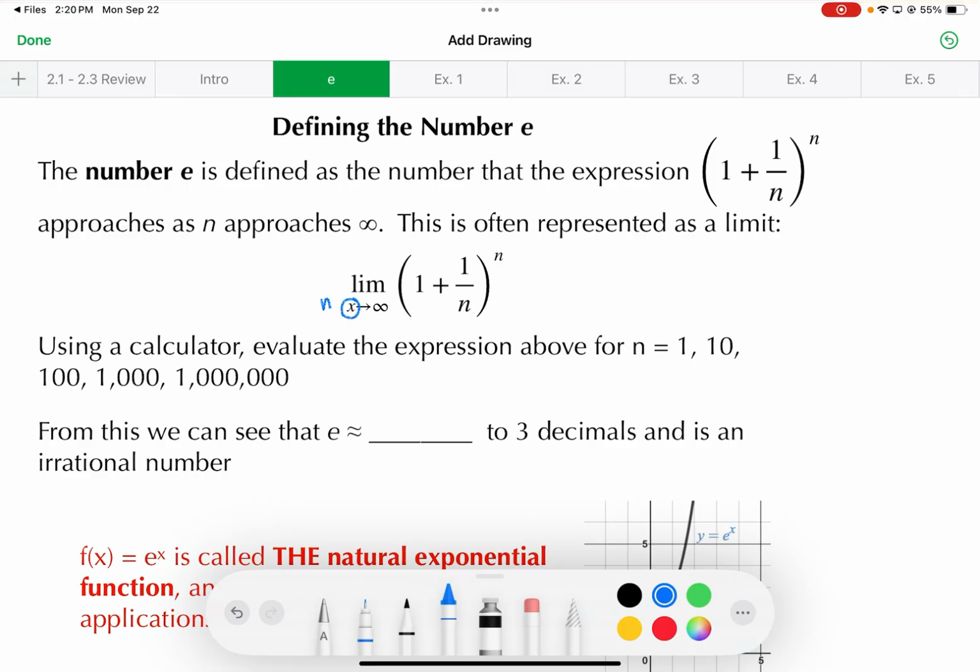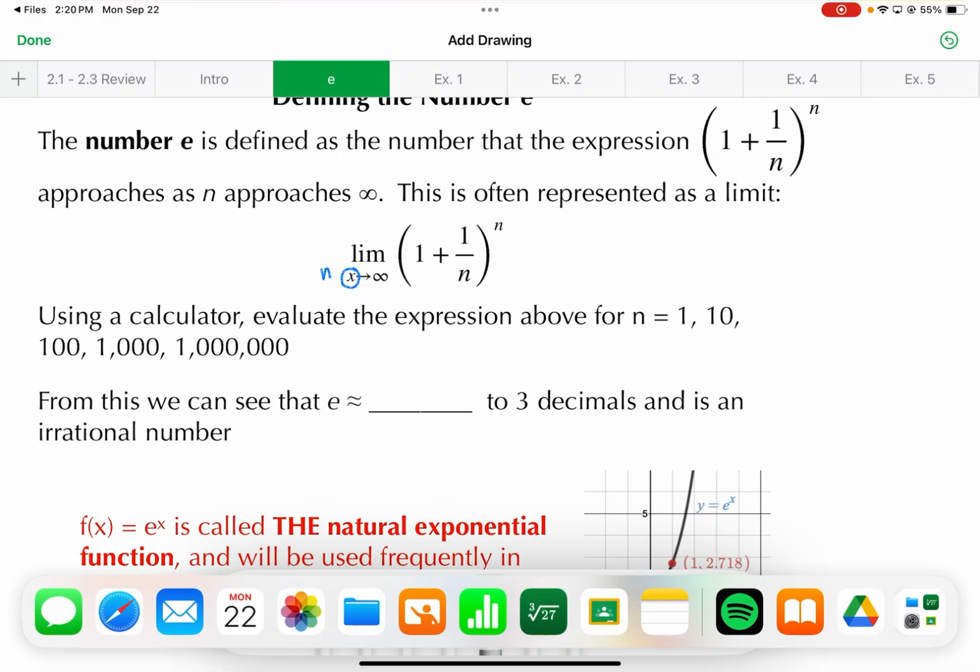The limit as n approaches infinity of 1 plus 1 over n to the power of n. So that's just a fancy way of saying I want to make n as large as I can and see what the value of this takes on. All right? So I'm going to pull out my calculator and I'm going to plug in some different values for n.